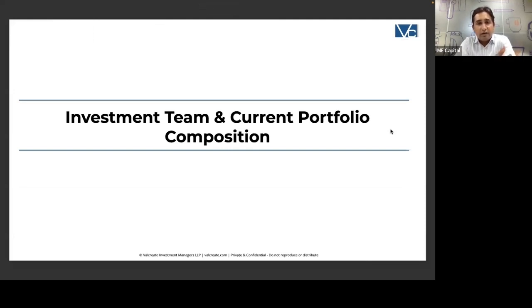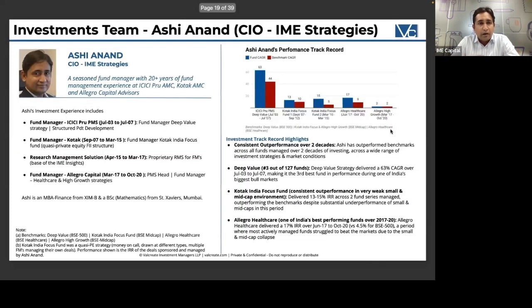Now, let's just wrap up by, one, looking at the investment team and also looking at the current portfolio composition, which will also give you a better flavor of the micro trends that we're currently betting on, and it'll really help you understand the strategy that much better. Firstly, I'm going to be the fund manager for this particular strategy.